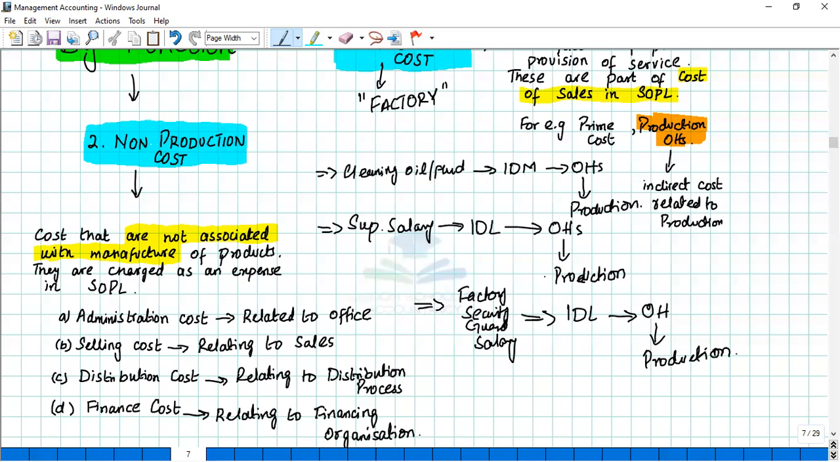Now, I told you just now that the factory security guard salary is a production overhead. What if I ask you, what will be the salary of an office security guard? Will it be a production cost or a non-production cost? It will be a non-production cost. Why? Because he is the security guard of the office, and so his cost will come under the administration cost. So in this way, you have to differentiate between the things.